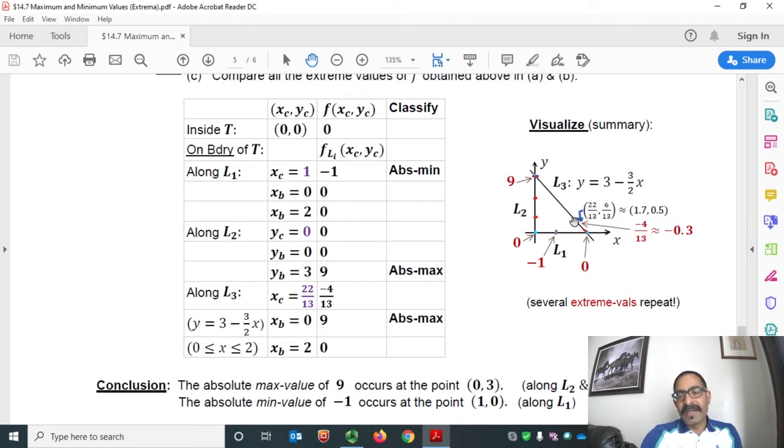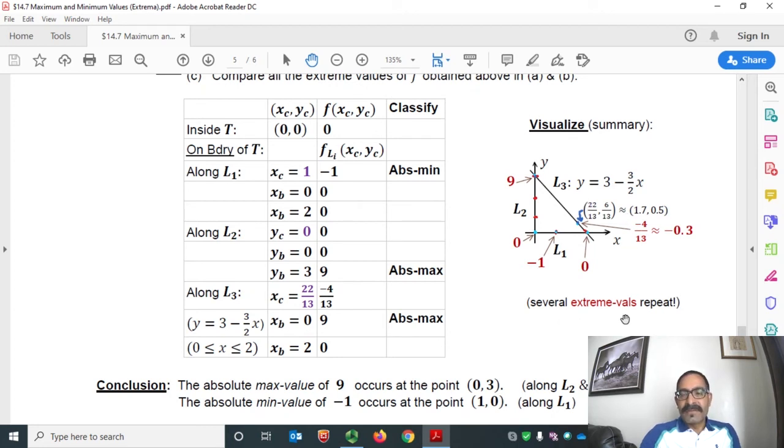This point I hid there, and we evaluate at 22/13. That means at this point our function value turns out to be -4/13, approximately -0.3. And at the endpoints here and here, meaning x equals 0 and x equals 2: at x equals 0 it turns out to be 9. That's the value we found along the L2 line also. And at 2 we found 0. So this is a complete summary here.